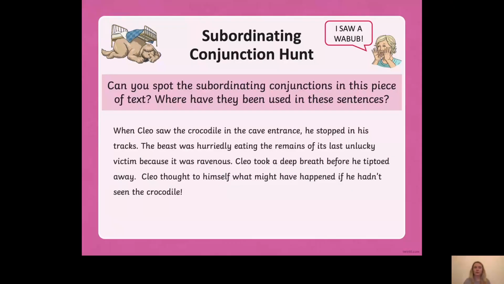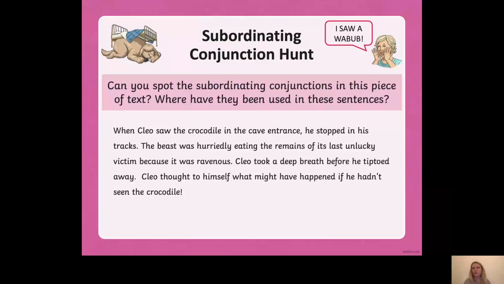Okay. Now, we've got a paragraph here. When Cleo saw the crocodile in the cave entrance, he stopped in his tracks. The beast was hurriedly eating the remains of its last unlucky victim because it was ravenous, which means it's very, very hungry. Cleo took a deep breath before he tiptoed away. Cleo thought to himself, what might have happened if he hadn't seen the crocodile?